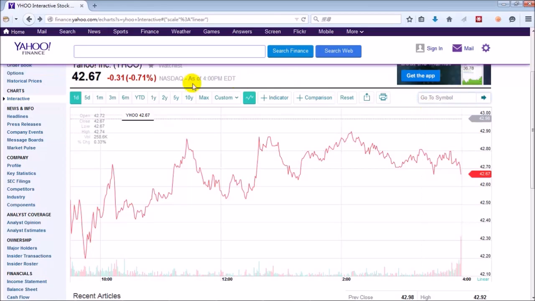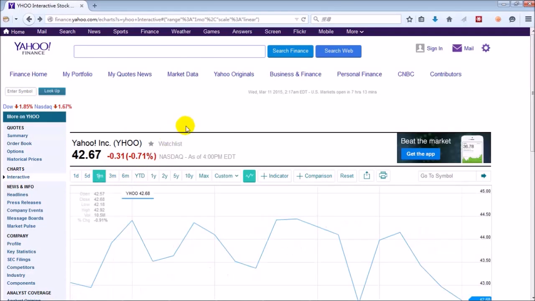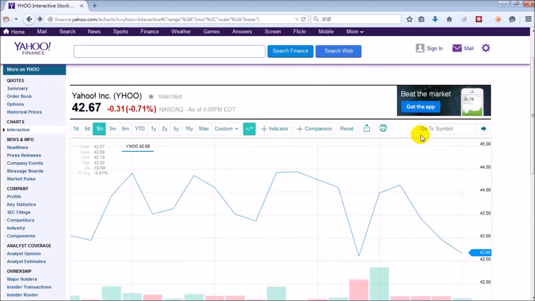By the way, what I'm using here is finance.yahoo.com. Put in any stock you want and click on this interactive chart, and this is what will come up. You can change the month here. I'm going to show you something very important for day trading gaps before we discuss day trading gaps. So let's check this out.